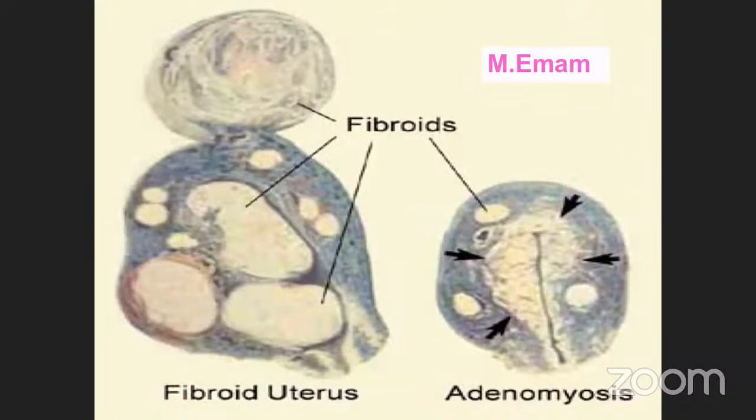We just talked about adenomyosis. If you look at the fibroid nodules, they are distinct. What adenomyosis is, is just a diffuse area of alteration in the myometrium. Next slide.